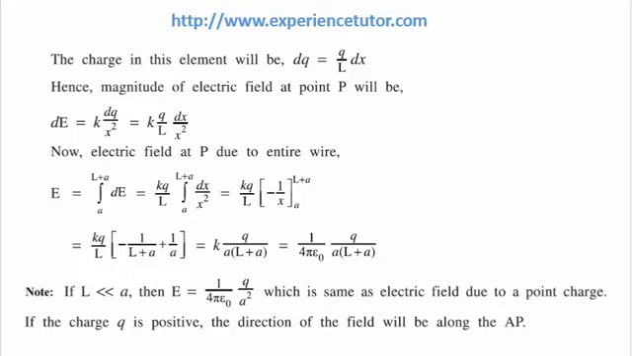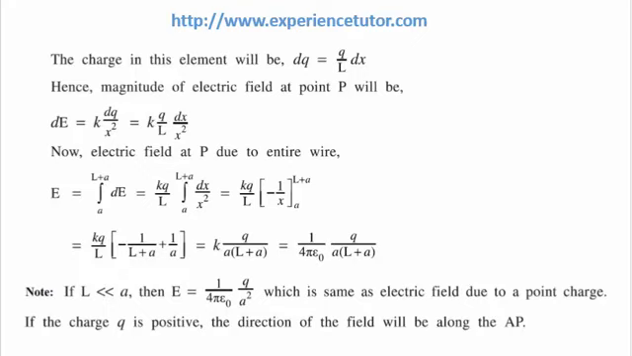Kq/L integration, lower limit A, upper limit L plus A, dx/x², taking out common Kq/L, minus 1/x from A to L plus A, is equal to Kq/L [1/A minus 1/(L+A)], which is equal to Kq/A(L+A), which is equal to 1/(4πε₀) q/A(L+A).